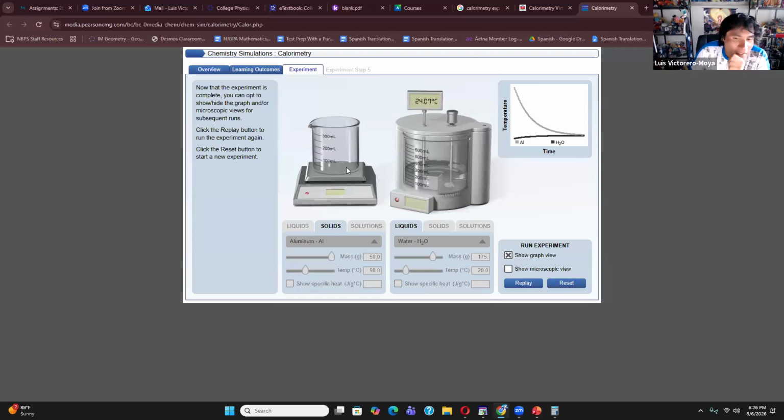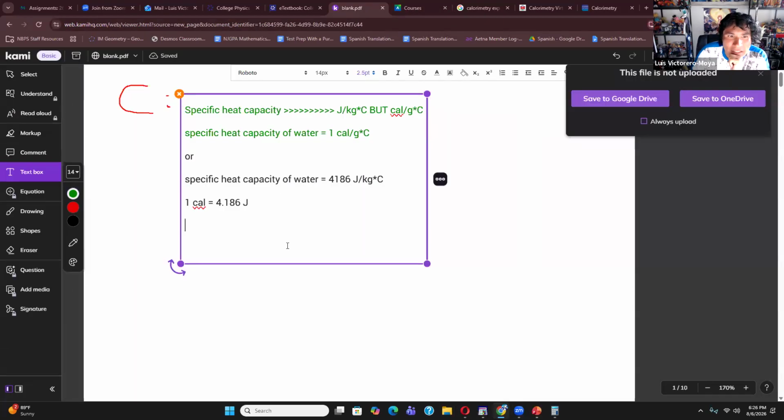Why is that? Because the aluminum has a very low specific heat in comparison with water. So the aluminum can easily drop from 90 to 24 degrees Celsius, while water, because it has a high specific heat, increases its temperature, but not by a lot. And now let's do something nice. Let's show you the math behind this experiment.